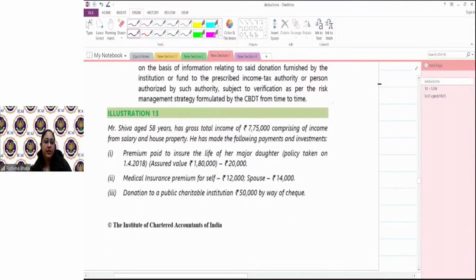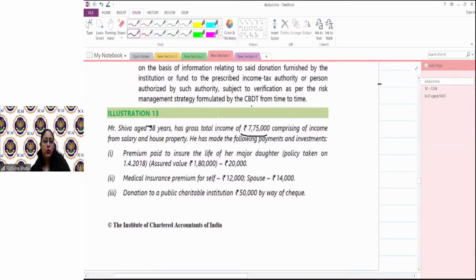Shiva, aged 58 years, has a gross total income of 7,75,000, comprising income from salary and house property. He has made the following payments and investments. Premium paid to insurance of life of a major daughter. Policy taken on 1st April 2018. Medical insurance premium for self 12,000.